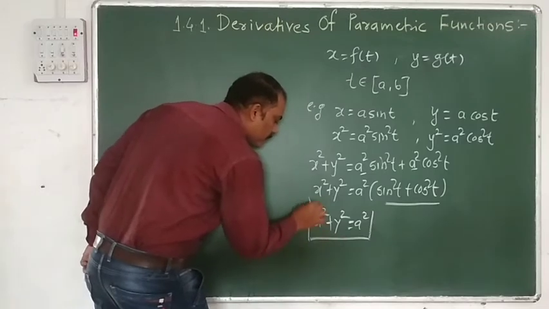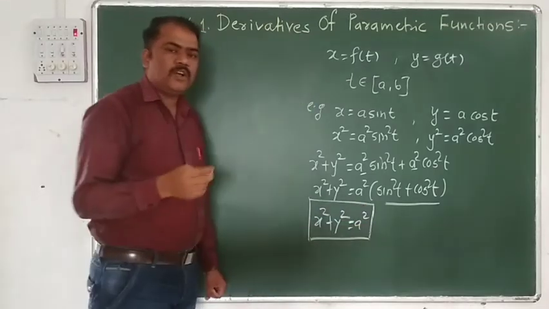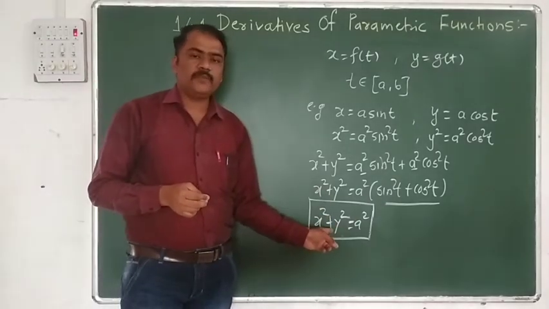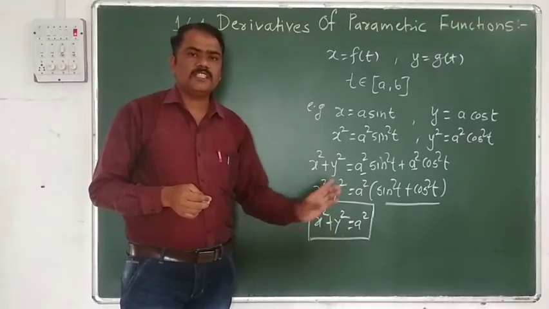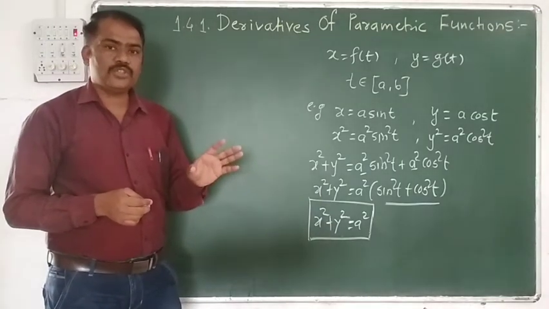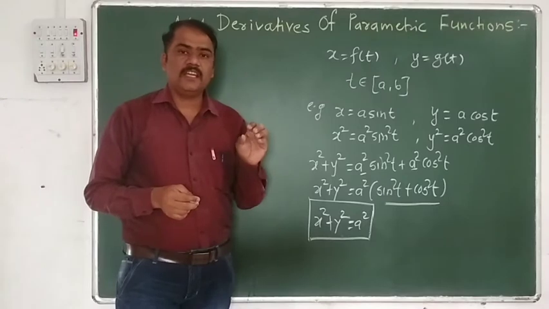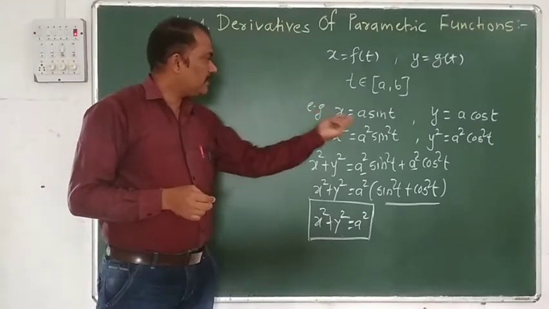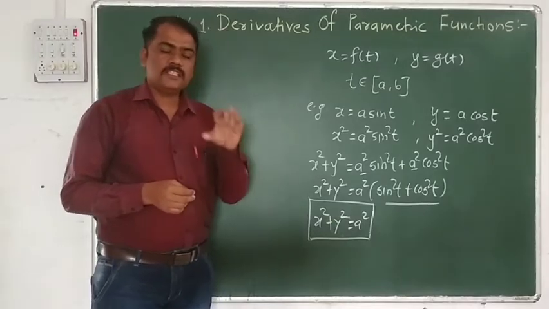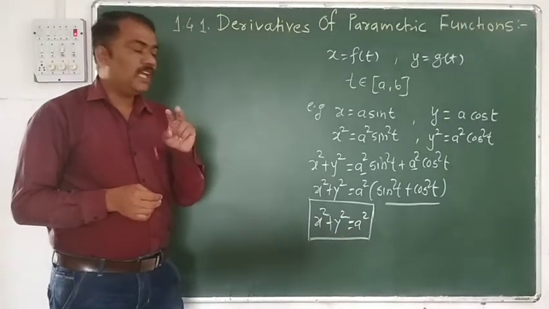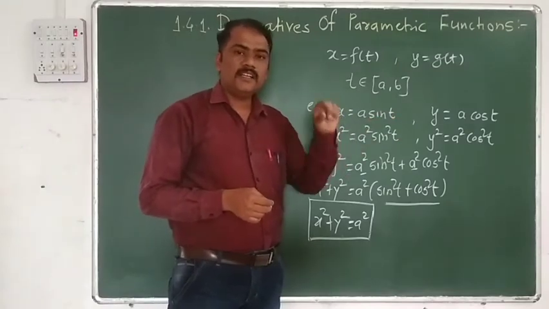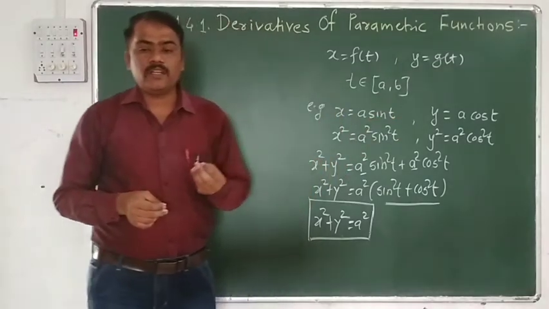In the 11th standard, we already discussed the topic circle. We know that this equation x square plus y square is equal to a square is the equation of a circle with center at origin (0,0) and radius a. It means that this relation, x square plus y square is equal to a square, is the relation between the two variables x and y, and this relation is maintained by the third variable, that is t. Now what do we call the t?